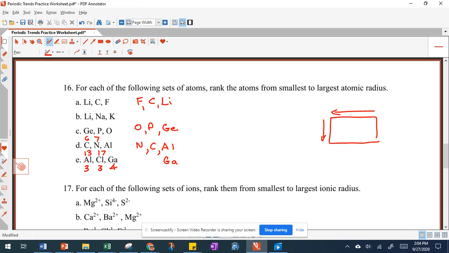Aluminum, however, is going to be larger because there's fewer protons pulling those 3 energy levels in. So that would be aluminum. And chlorine will be the smallest since it has those 17 protons pulling in those 3 energy levels.